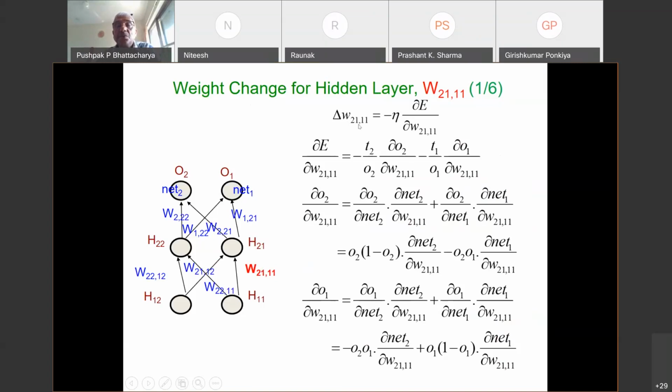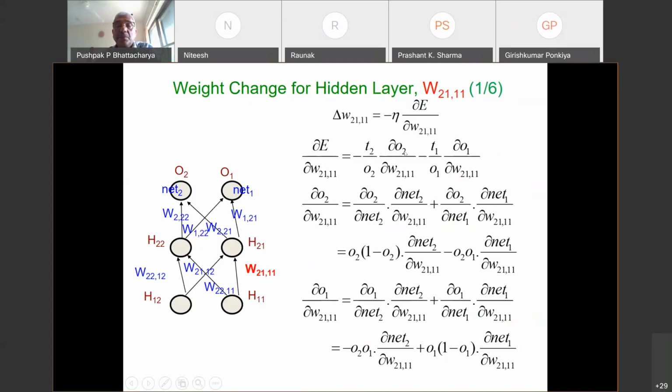So delta W2111 is minus eta delta E delta weight. I will again use the term weight to avoid cluttering by speaking out the full notation. So by the gradient descent rule, the change in weight is equal to minus eta into the gradient of error with respect to the weight of interest. Now delta E delta W2111. E is a function of O2 and O1.